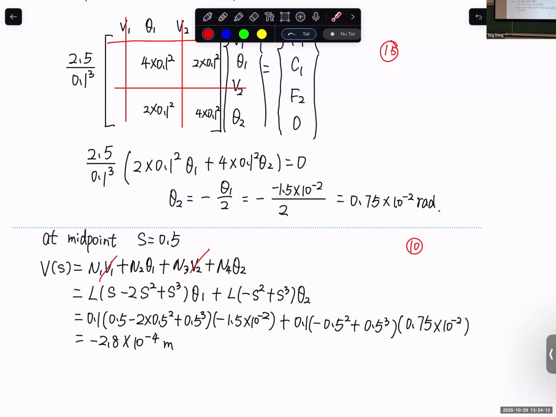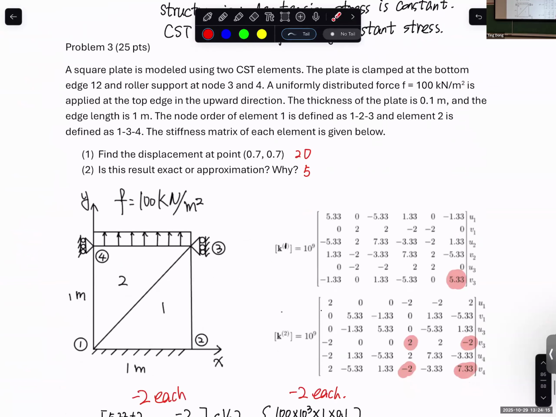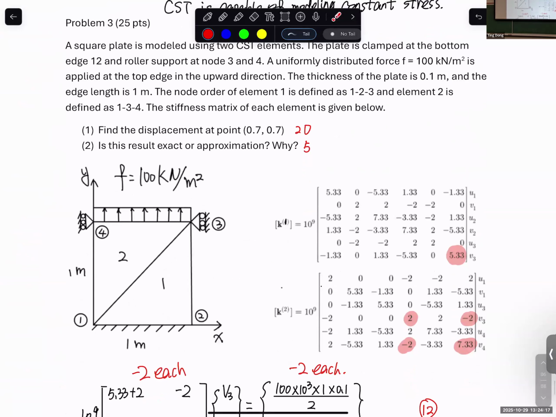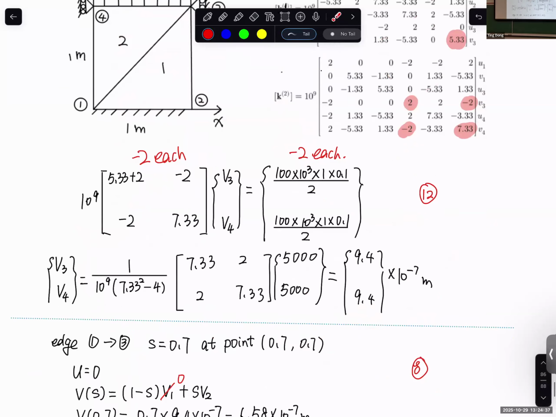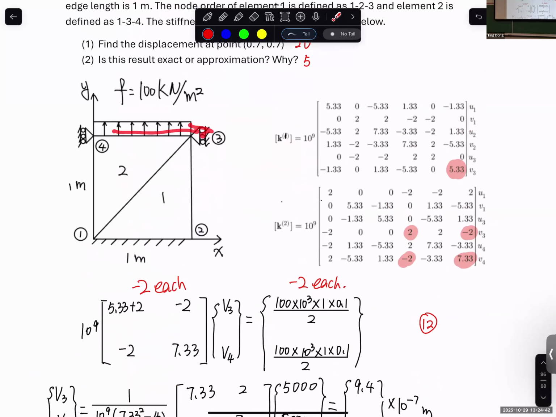Any other question? The third problem is really the same as the homework and the example problem in class. In the example problem, I showed you how to calculate B transpose times C times B to come up with these two matrices and then do the following steps. But here I give you these two directly, and then you do the following steps. I don't see much difference. The only thing changed is that originally it was the distributed force on the edge in the x direction. Now it's a distributed force on the edge in the y direction. Make sense or not?